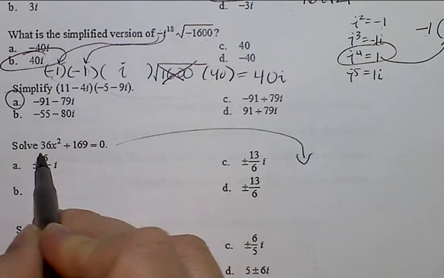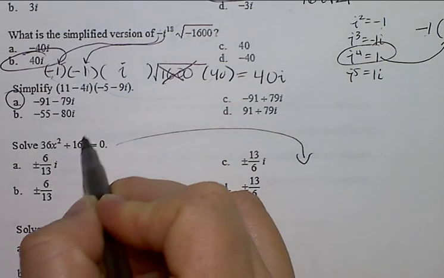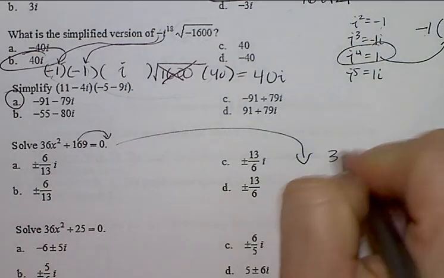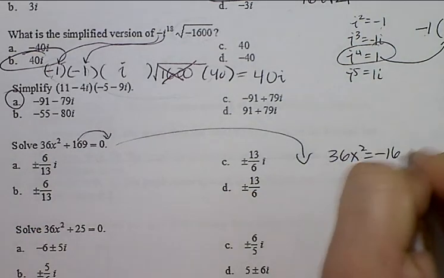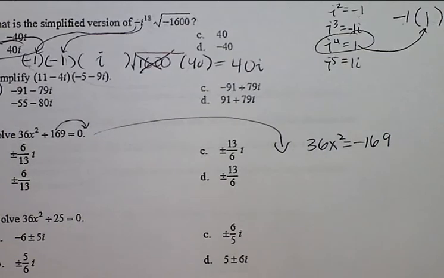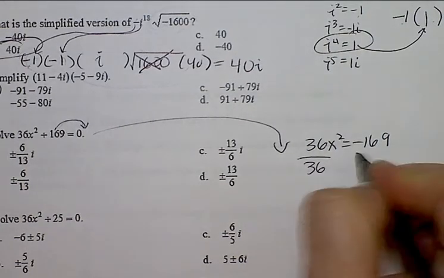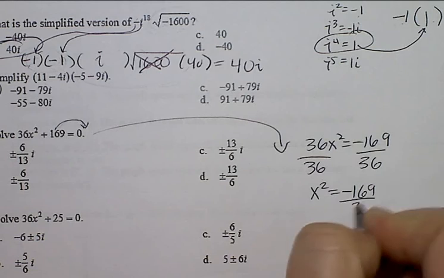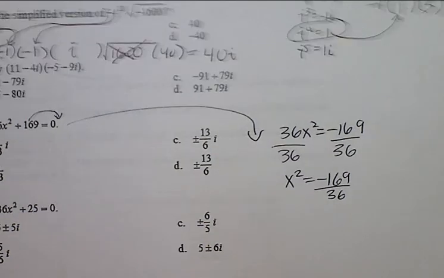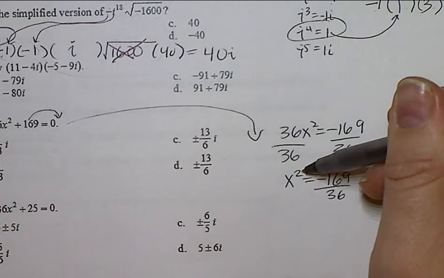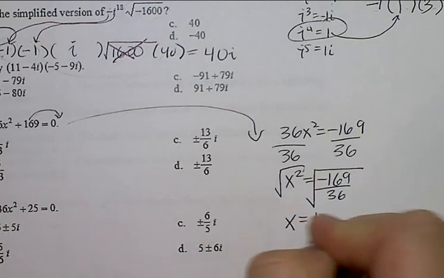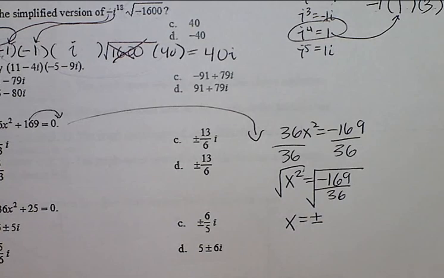So if I told you to solve this, we're going to move 69 to the opposite side. When a positive 69 moves over, it becomes negative 169. Then I'm going to divide both by 36. As a reminder, this tells you you're going to have two solutions. The two solutions are represented by a plus and minus sign. But you can't take the square root of a negative, so the negative comes out front and becomes an i.